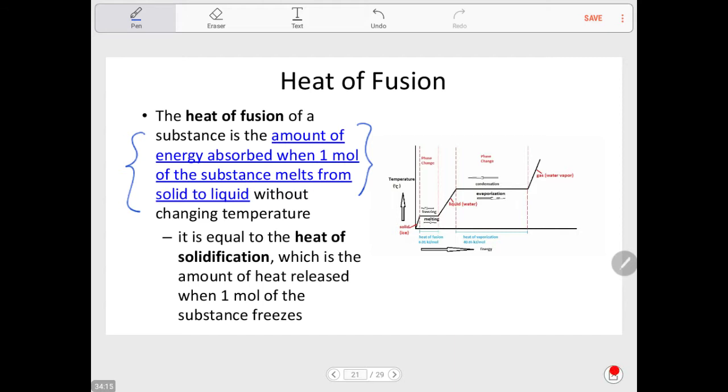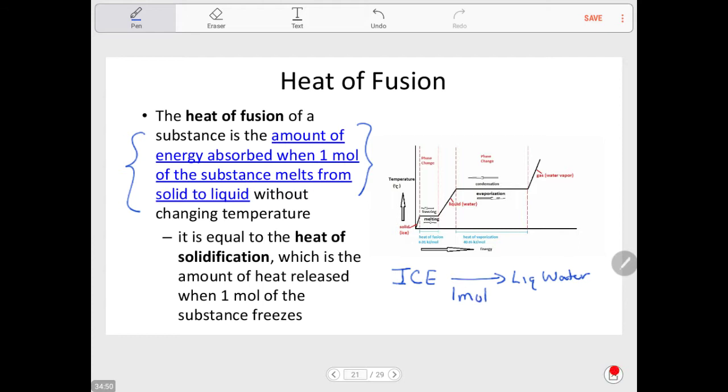It is the amount of energy absorbed. So think of it. If you have ice and you want to go to liquid water, are you absorbing or losing energy? Well, we all think of ice as being the colder version, or the below 0 version. If you want to go from the ice version, the solid, to the liquid version, you have to gain energy. So it's going to absorb energy. And what they consider is 1 mole.